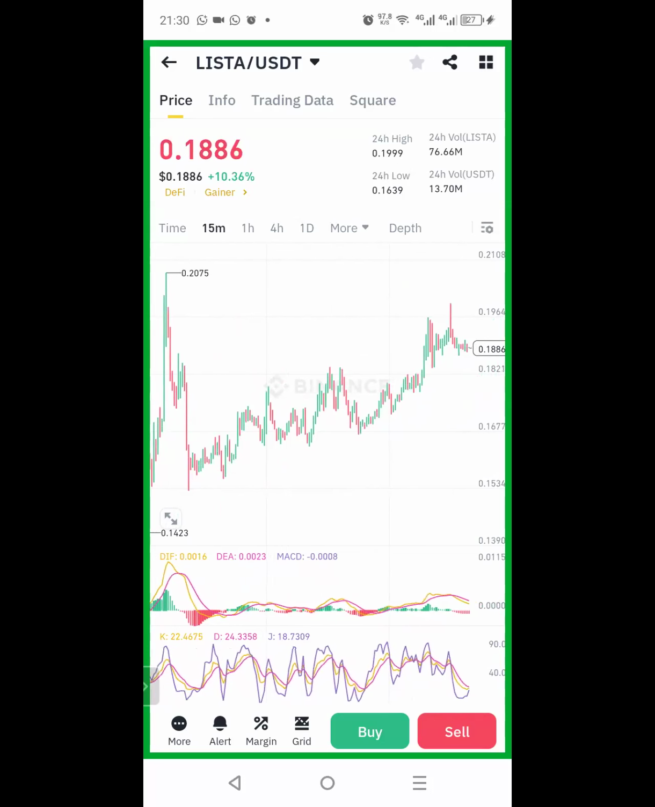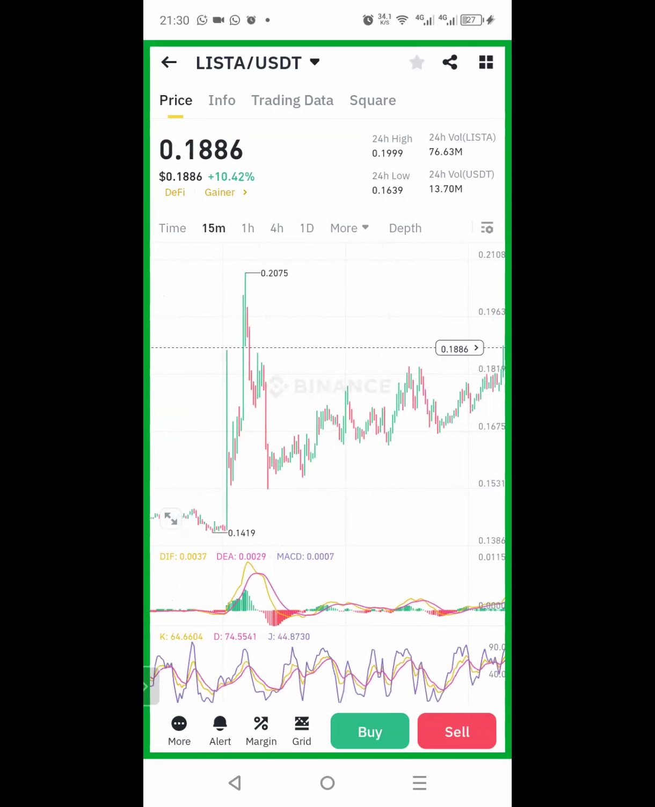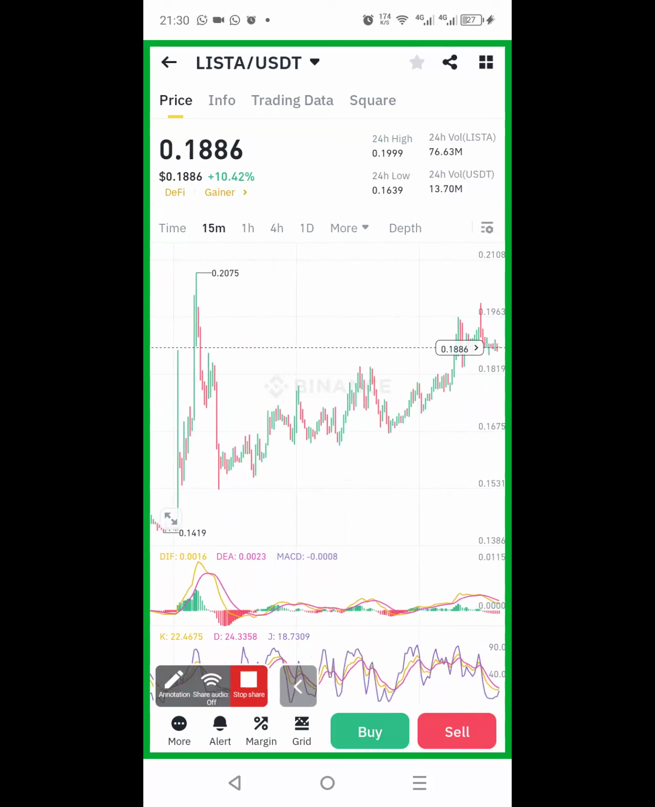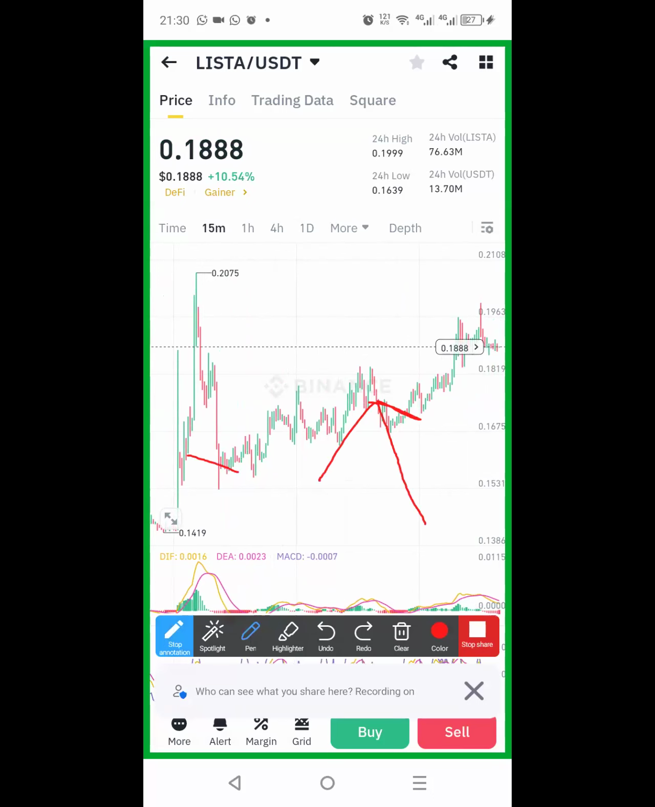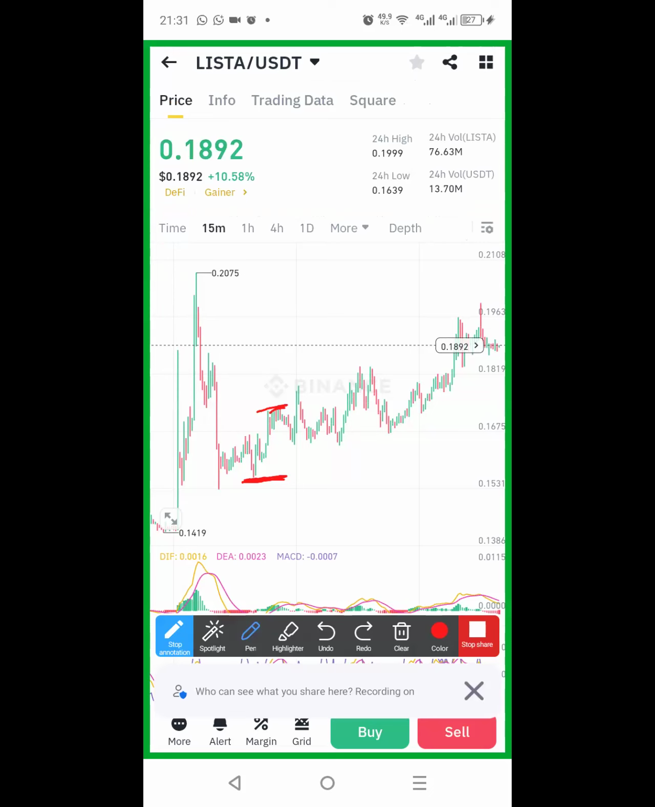So let me say I put this coin on the 15-minute time frame. The chance they will be looking for is either, let me mark something for us, around here. When the coin reaches here, they will sell off. They don't take too long in the trade. Within 1 hour, they will have sold off already. So they don't care whether the coin is in an uptrend or downtrend.